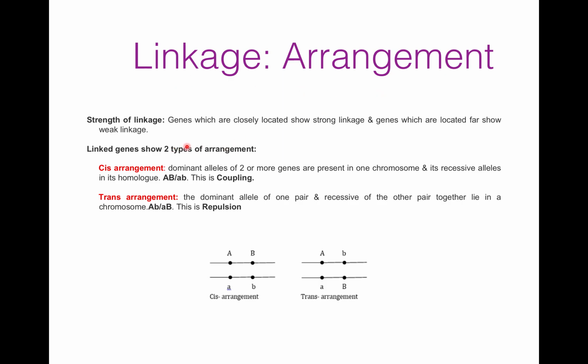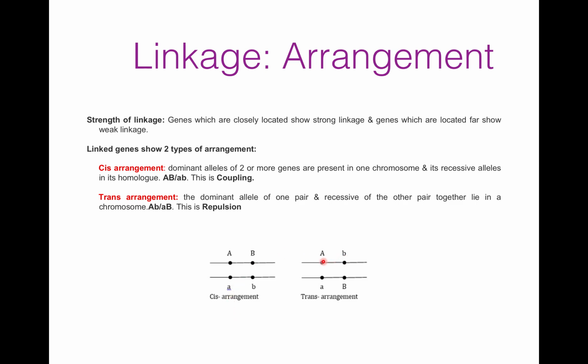It's the arrangement of genes and the strength of linkage. Genes which are closely located show strong linkage, and genes which are located far apart show weak linkage. Now, there are two types of arrangement of linked genes, cis arrangement and trans arrangement. When dominant alleles of two or more genes are present in one chromosome and the recessive alleles in its homologue, that is AB together and ab together, this is coupling, a cis arrangement.